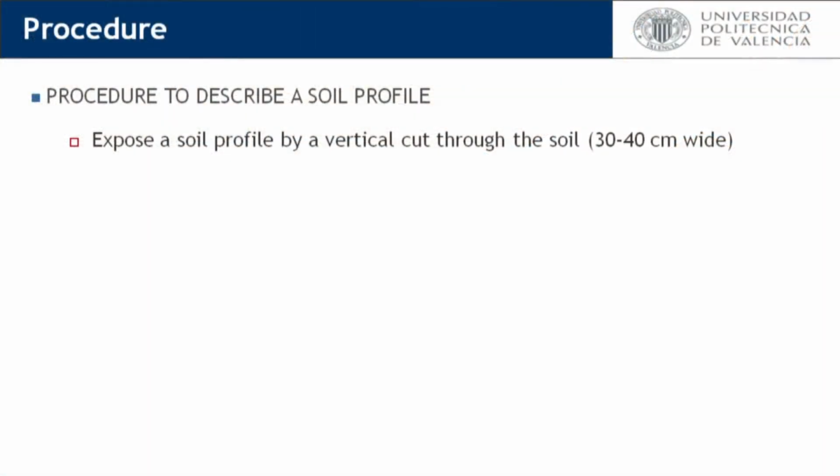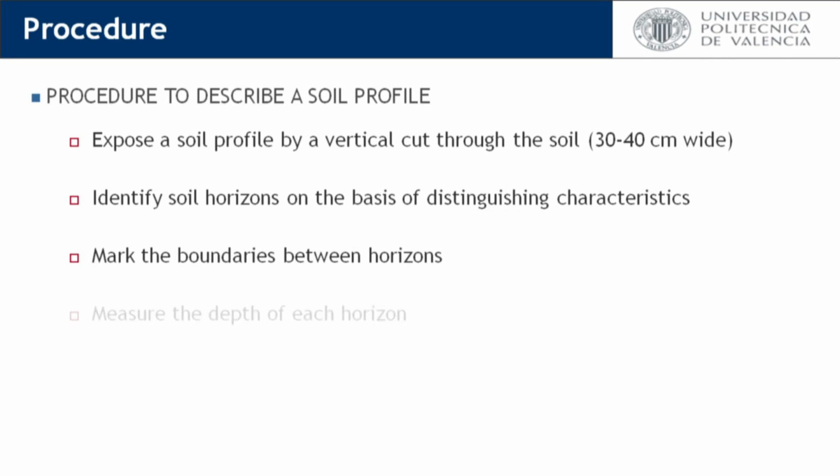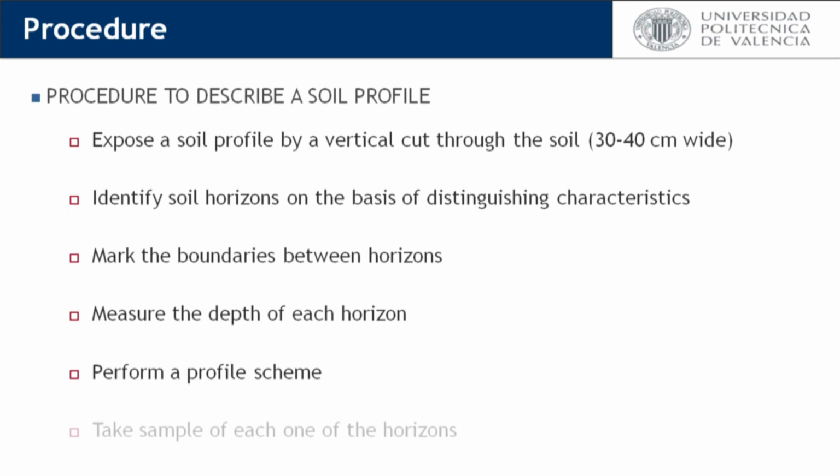In summary, the steps to describe a soil profile are: expose a soil profile by a vertical cut through the soil, 30 to 40 centimeters wide. Identify the horizons on the basis of distinguishing characteristics. Mark the boundaries between horizons. Measure the depths of the limits. Perform a profile scheme and take sample of each one of the horizons.